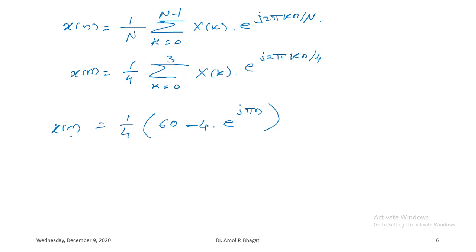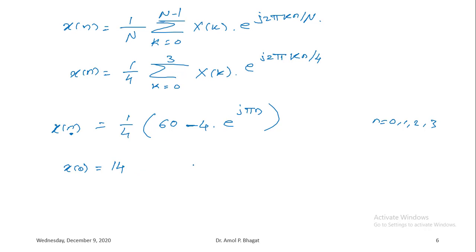But to get the actual sample values, again you have to substitute the value of n here. So n will be varying from 0, 1, 2 and 3, right? So I'll get x of 0: substituting n equals 0, 1 by 4 multiplied by 60 minus 4 into e to the power 0, so 60 minus 4 will be 56, and 1 by 4 multiplied by 56 will be 14.